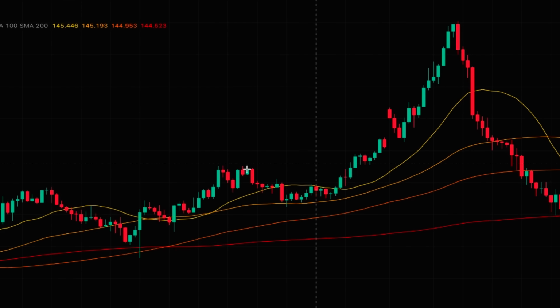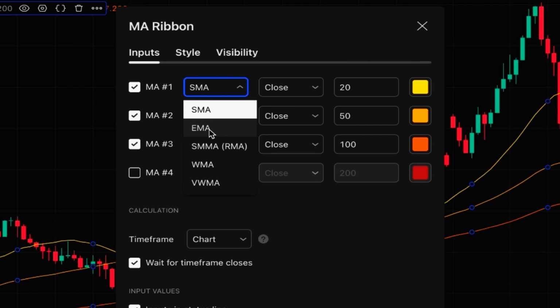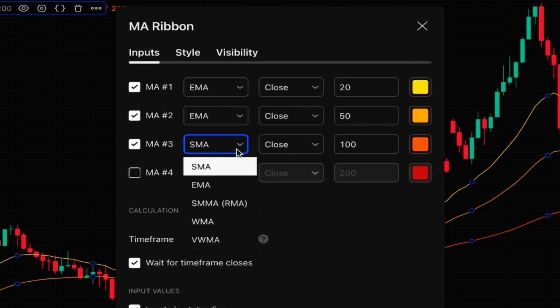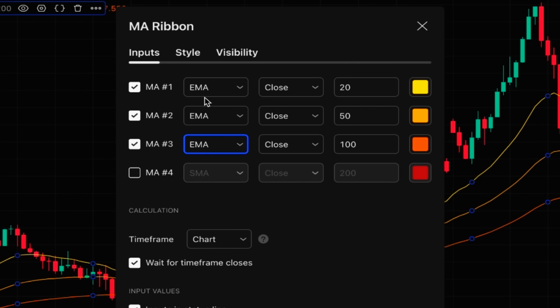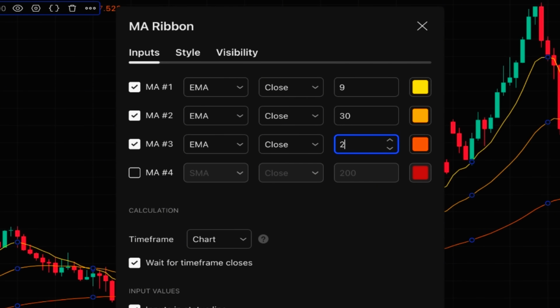Now we need to change its settings, so we go to the settings of the indicator, and here we remove one of them because, as I said, we need 3 moving averages, and the 3 of them should be exponential moving averages. So here we set EMA for them. And then here for the first moving average, we set the length at 9. For the second moving average, we set the length at 30. And for the third moving average, we set the length at 200.